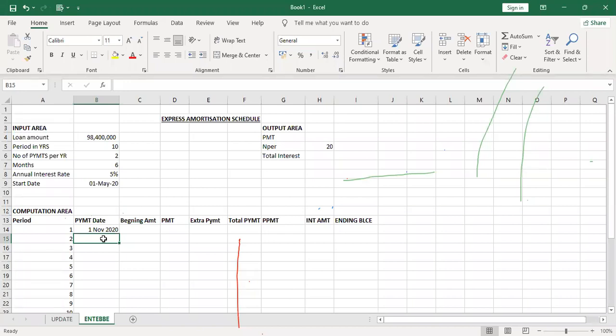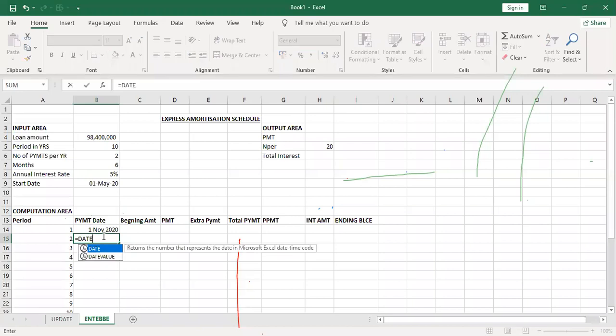So let us proceed. Press the cursor below payment date for period two, press equals, type date. Yes? This is nice. Can we proceed?